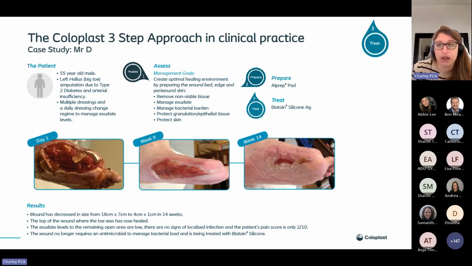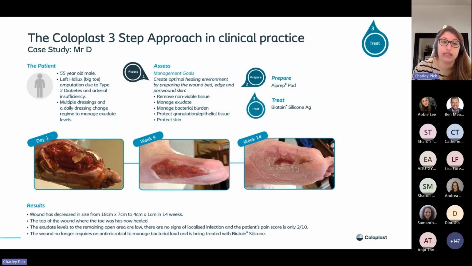So we did the holistic assessment of the patient and of the wound, and the management goals for this were to remove the non-viable tissue, manage that exudate, manage the bacterial burden in that wound, protect any granulation and epithelial tissue, and protect his surrounding skin. So we did wound preparation with All Prep Pad, and we treated the wound with Biatain Silicone AG.